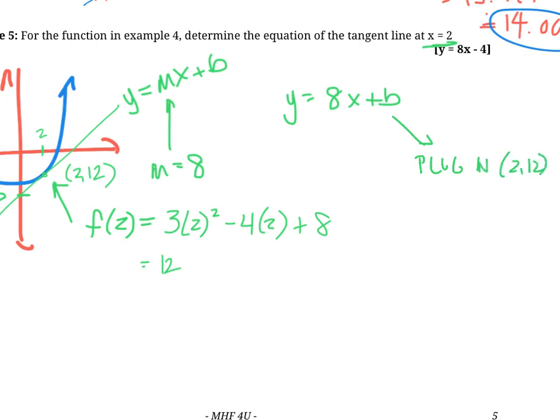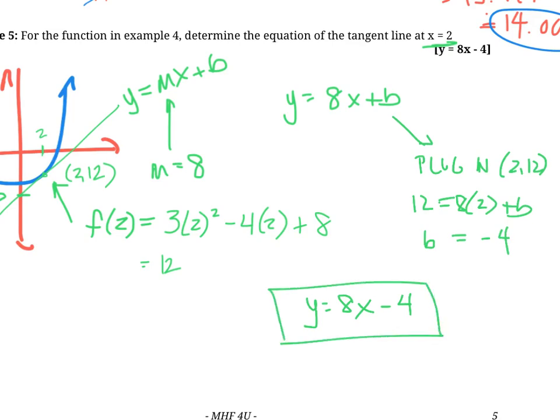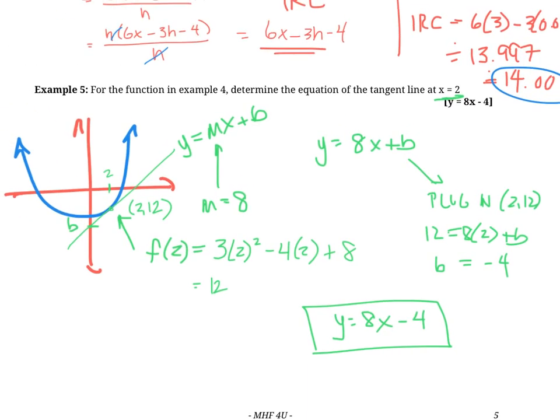the point (2, 12), right? So 12 equals 8 times 2 plus b, and, oops, that should be an equal sign, and that makes b -4. So the equation of our line is going to be y equals 8x minus 4. There we go. That's the equation of that tangent line. So we needed the difference quotient to find the slope of that line, and then we used just a little bit of algebra to find the y-intercept.